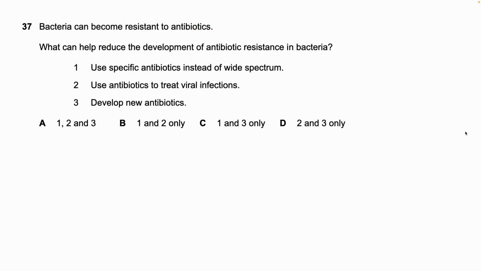Question 37. Bacteria can become resistant to antibiotics. What can help reduce the development of antibiotic resistance in bacteria? Again they are given three statements. Use specific antibiotics instead of wide spectrum. Use antibiotics to treat viral infection. Develop new antibiotics. Specific antibiotics can be used to treat instead of using many antibiotics at a time.